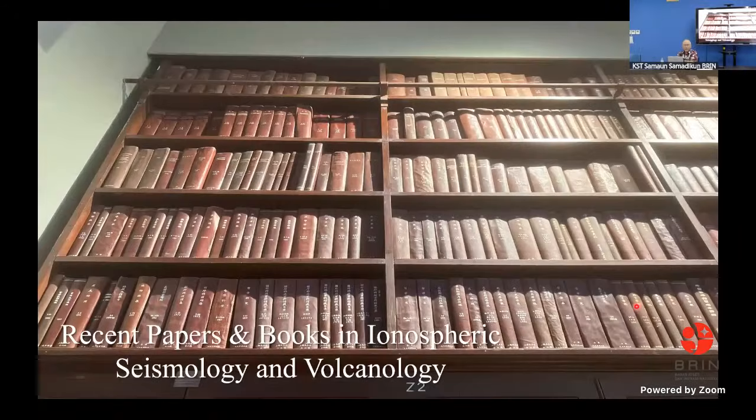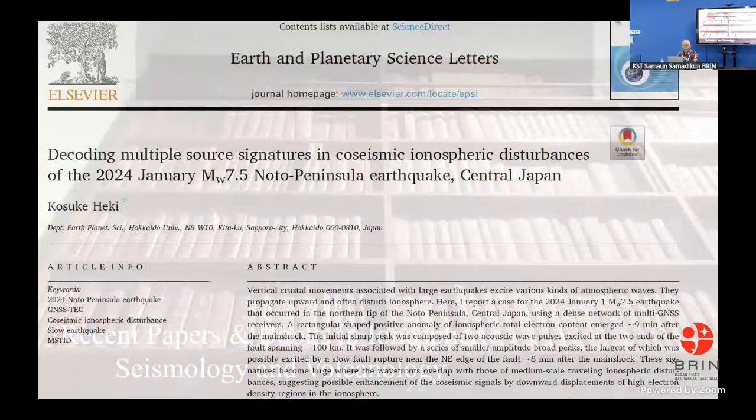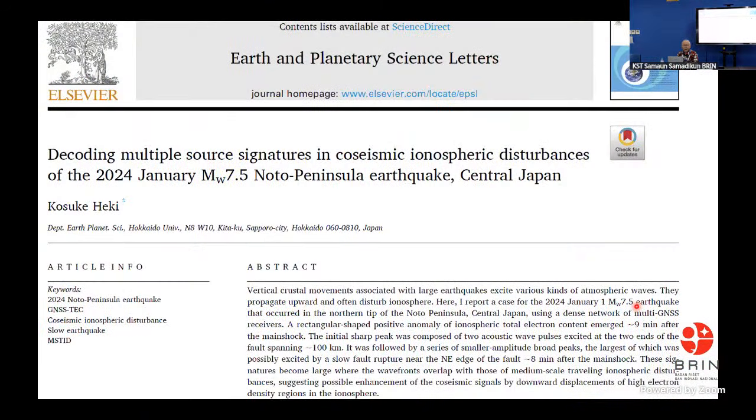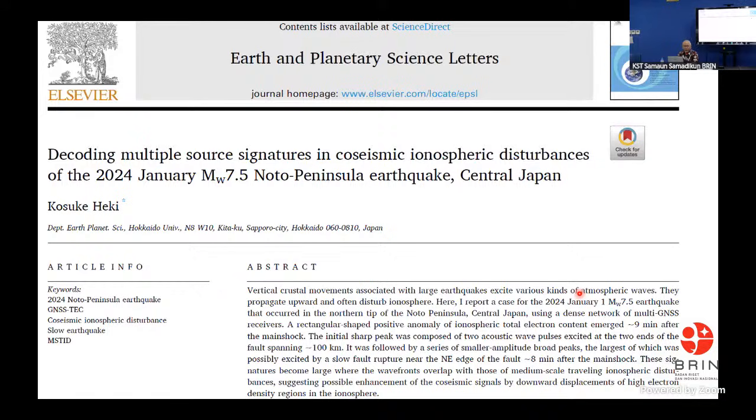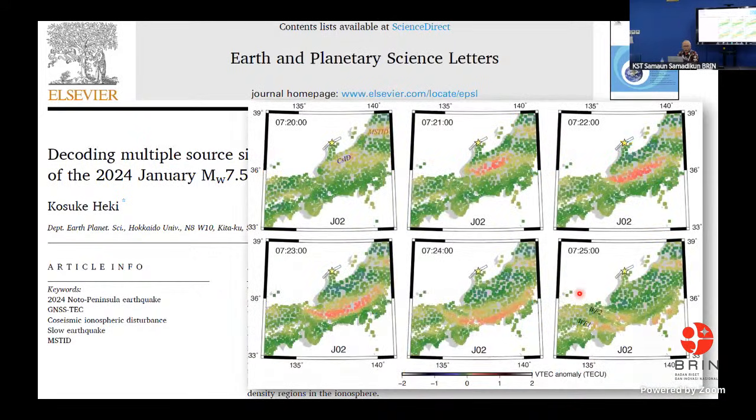Okay, so now I summarize my talk by introducing some literature: ionospheric seismology and volcanology. This is the most recent paper. It's about a recent earthquake in Japan, last year, January the 1st. It showed a very clear atmospheric signal.